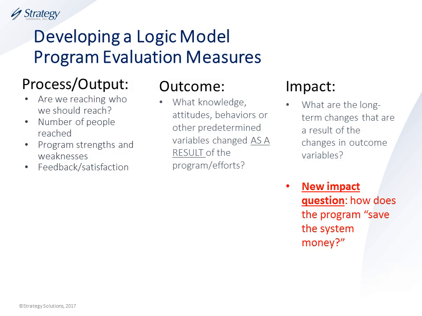Here's another way of looking at a logic model. My output measures, or my process measures, are answering the question, are we reaching who we should reach? The number of people we reached. Program strengths and weaknesses are output measures, or feedback or satisfaction. We see a lot of people use patient satisfaction or participant satisfaction as an outcome measure. It is actually not an outcome measure. It is an output measure.